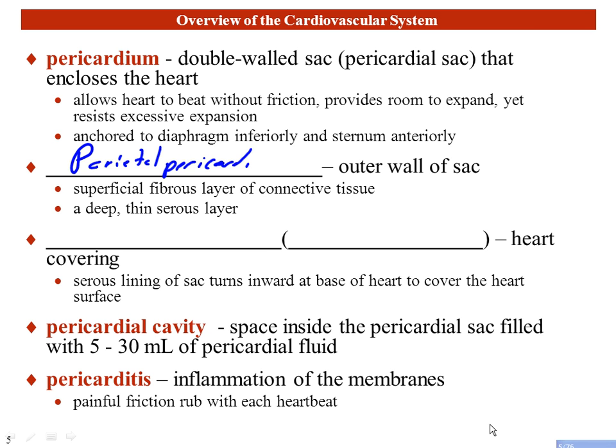Okay, and the parietal pericardium itself has kind of two layers: a superficial fibrous layer and a thin serous layer, deep to that. And then we also have the visceral pericardium. Now the visceral pericardium is on the surface of the heart itself, and it's actually considered to be the outer surface of the heart. Now there's another name we use for the visceral pericardium, and that is the epicardium.